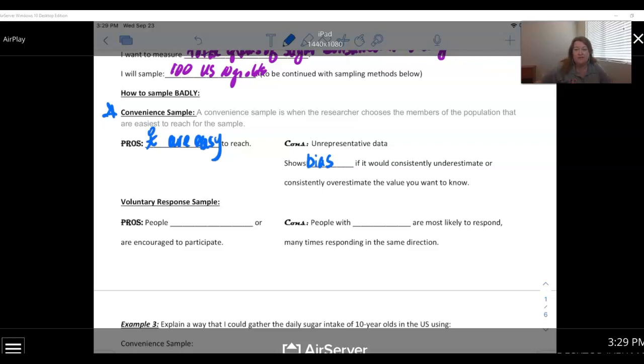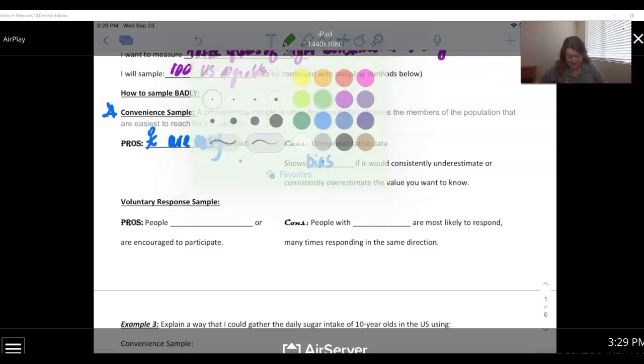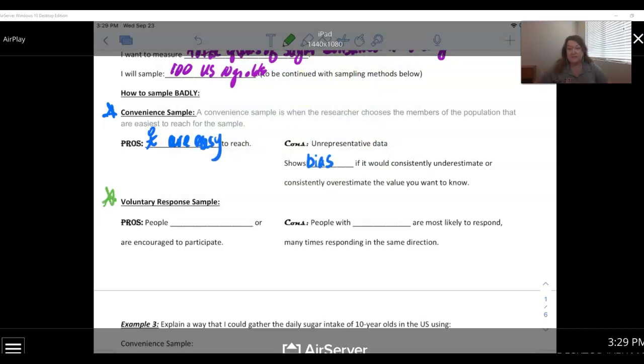Another way is you could do a voluntary response sample. And again, this is still under not the greatest methods in the world. So a voluntary response sample would be people themselves could answer you if they want to. So I put something out on the internet and I say, hey, I'm interested in how much sugar people eat. Fill out this form for me if you have a 10-year-old and tell me how much sugar they eat in a day. Okay, so the pro of this is people choose themselves.